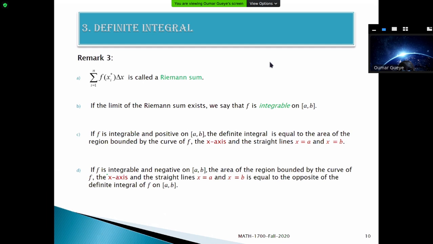And that's what I said here for the last remark. If your function is negative, the curve is going to be below the x-axis. In that case, the area that we're looking for is going to be equal to the opposite of the definite integral. I just gave you this remark to let you know the area is not always equal to the integral. They are equal for a positive function. Otherwise, the area is going to be different from the integral.